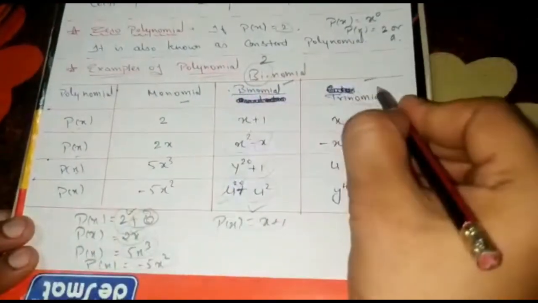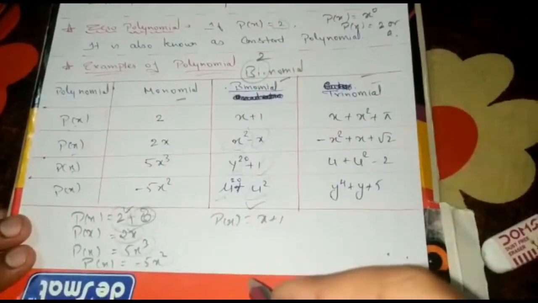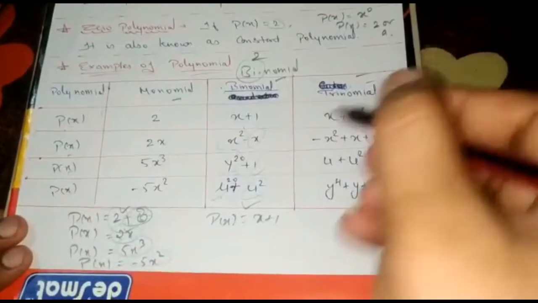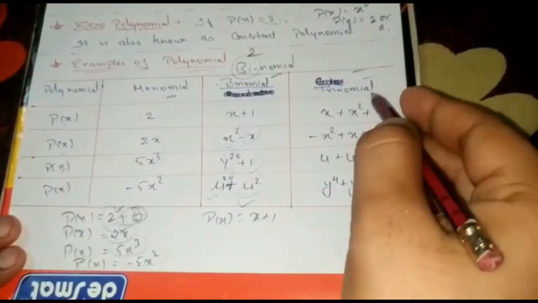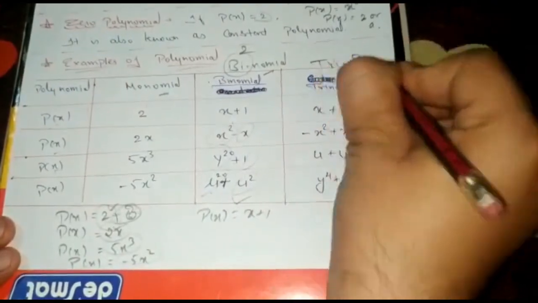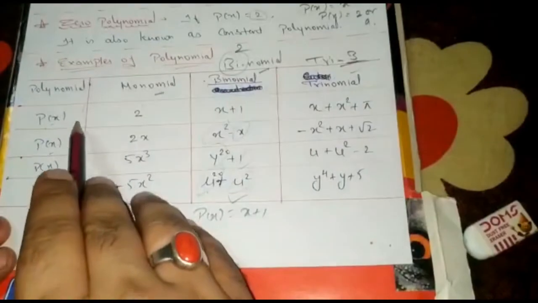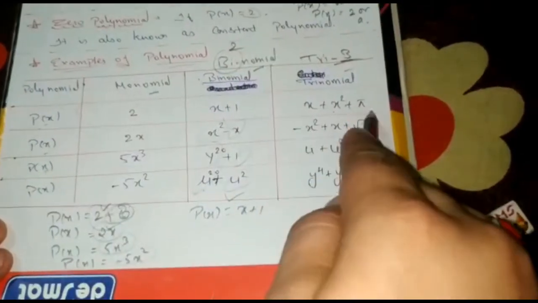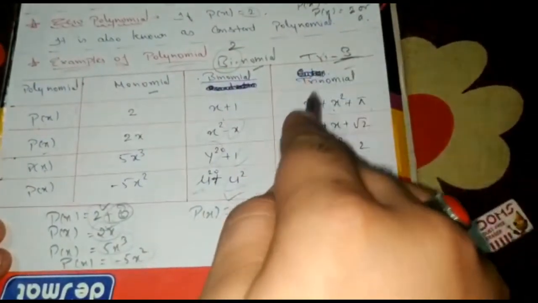Now let us move towards the third type of polynomial, that is trinomial. Tri means three. As is clear from its name, a polynomial that consists of three terms is called a trinomial.